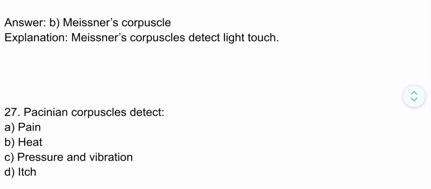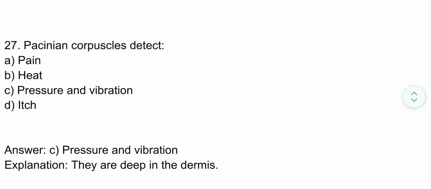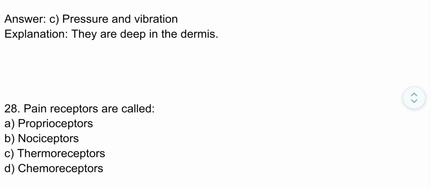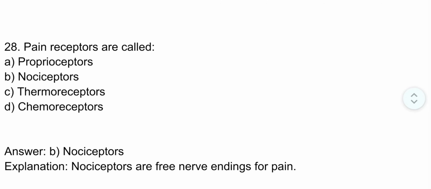Question number 27. Pacinian corpuscles detect? The correct option is option C. Pressure and vibration. They are deep in the dermis. Question number 28. Pain receptors are called? The correct option is option B. Nociceptors. Nociceptors are free nerve endings for pain.